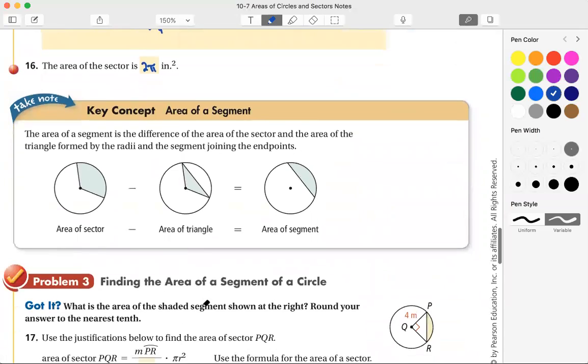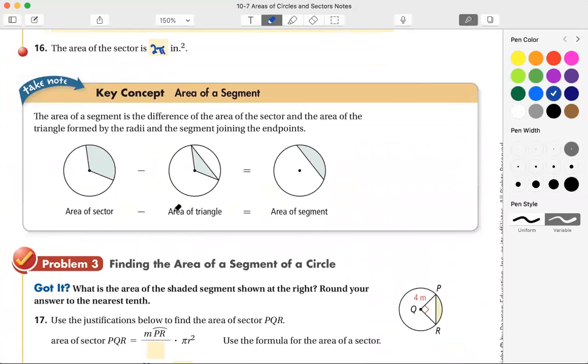Okay, so how do we find area of a segment? So all we need to do is, so here is a segment of a circle. Notice we can simply take the area of an entire sector, subtract the triangle formed, and I'm left with the segment.